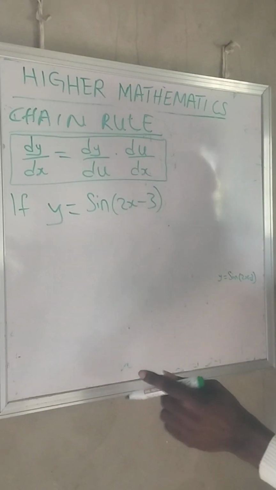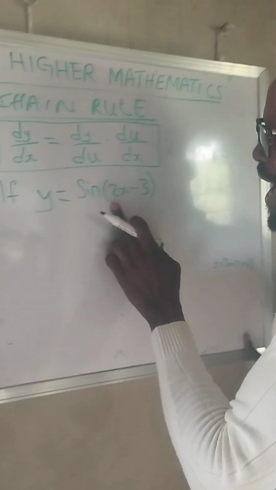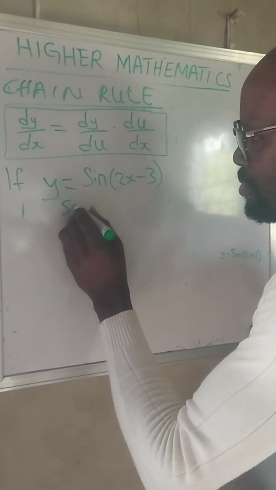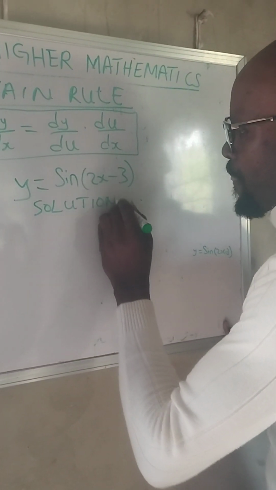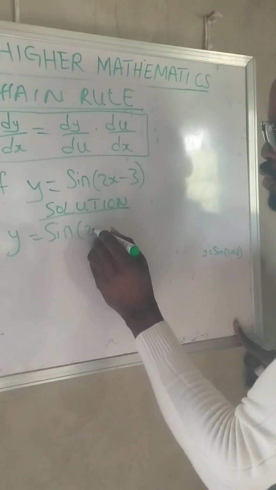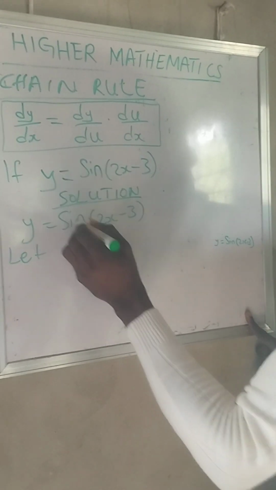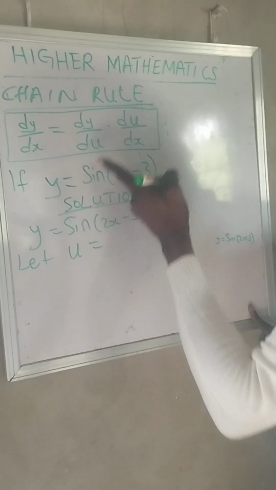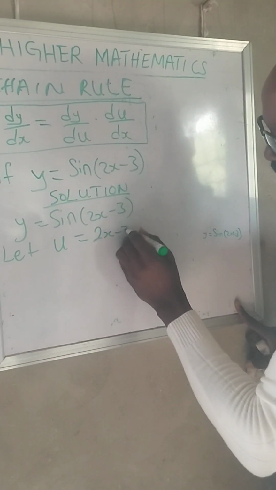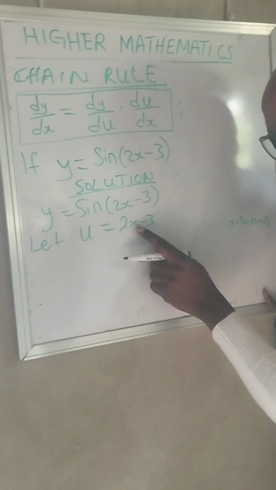Now, what do we do? Since y is a function of this, and this is also a function of this, we say let solution: y equal to sine of 2x minus 3. Then we say let u be equal, because u is appearing in the formula. Let u be equal to 2x minus 3. So the next thing is that you differentiate u with respect to x.